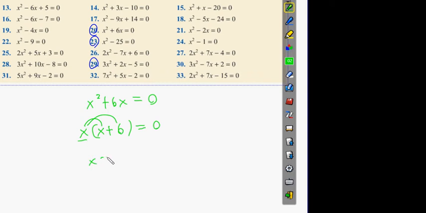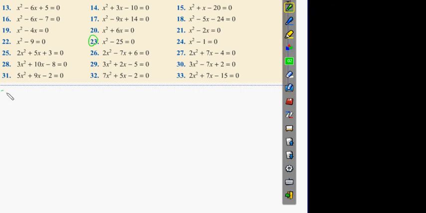X equals 0, or x plus 6 equals 0. Bring over the 6. You get x equals minus 6. Okay. So we've done number 20. Now we're on 23.